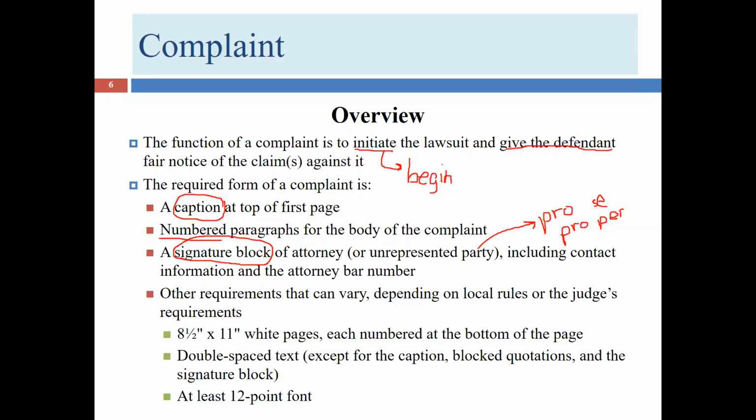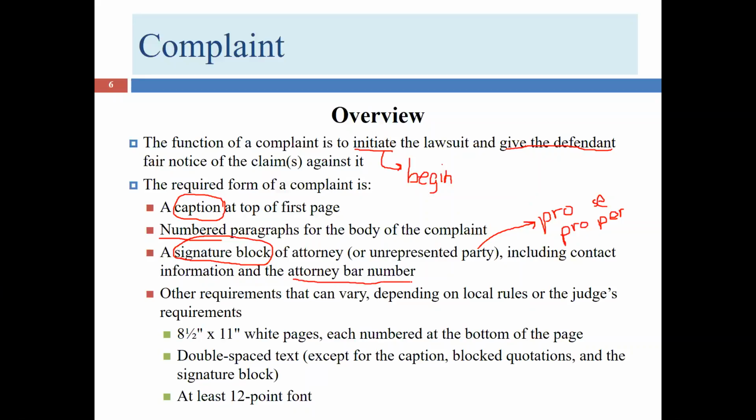So there needs to be at the end, again, we talked about what's at the beginning, the caption. At the very end, there's going to be the signature block where the person signs the document, either the attorney, or if the attorney is not involved, then the person who was the plaintiff in this case. There will also need to be in this signature block information about how the court and the other parties can contact the plaintiff or the plaintiff's attorney. And the particulars of that information will be covered in the rules of procedure. There will also need to be an attorney bar number if an attorney is representing the party.